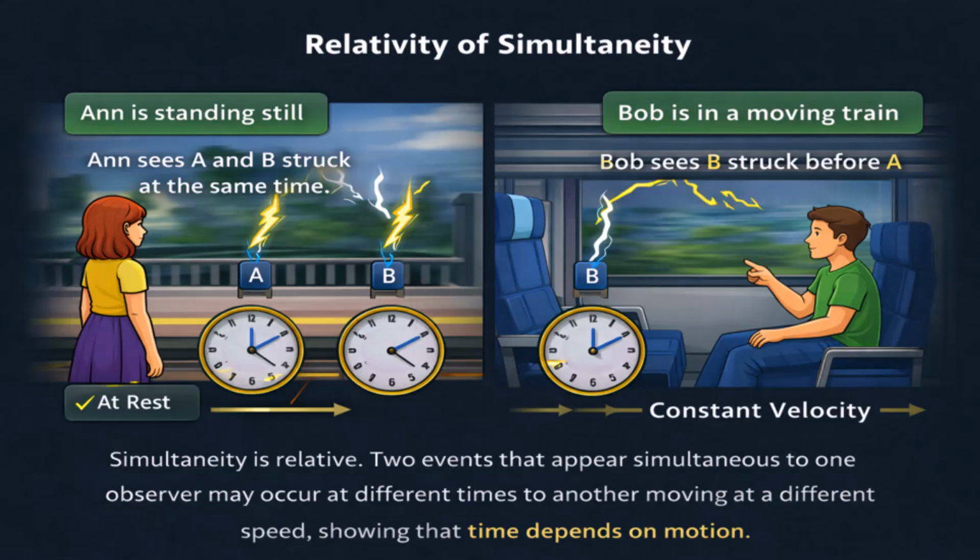Relativity of simultaneity. According to relativity, simultaneity is relative. Two events that appear to happen at the same time for Anne, who is at rest, may not appear simultaneous to Bob, who is moving at a different speed. This shows that time depends on motion.